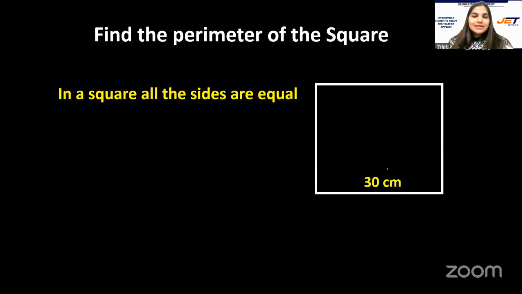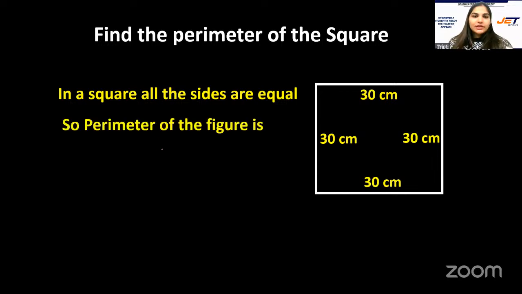Now the side is 30 centimeters. Can we do this? 30 centimeters. So 30 plus 30 plus 30 plus 30. What will it be? Or you can also do 4 times 30. What is it?